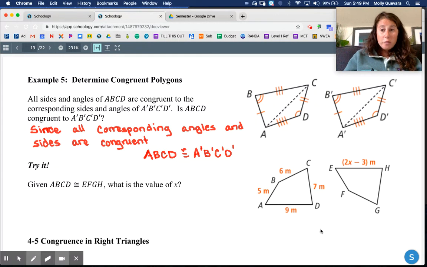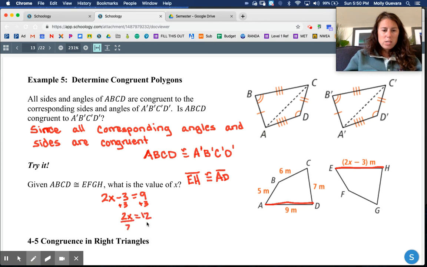All right, so hopefully we tried it, and hopefully we recognized that EH corresponds to AD, right? So EH is congruent to AD, which means those two sides are equal. So that means I can take my 2x minus 3 and set it equal to 9 and solve. So I'm going to add 3. Get 2x is equal to 12. Divide by 2, divide by 2. I get x is equal to 6. And that's what it's asking me to find. It's asking me to find x. So there it is right there.